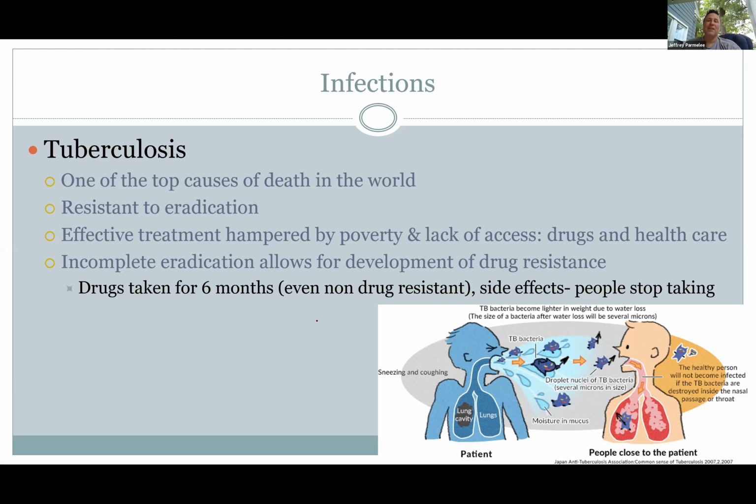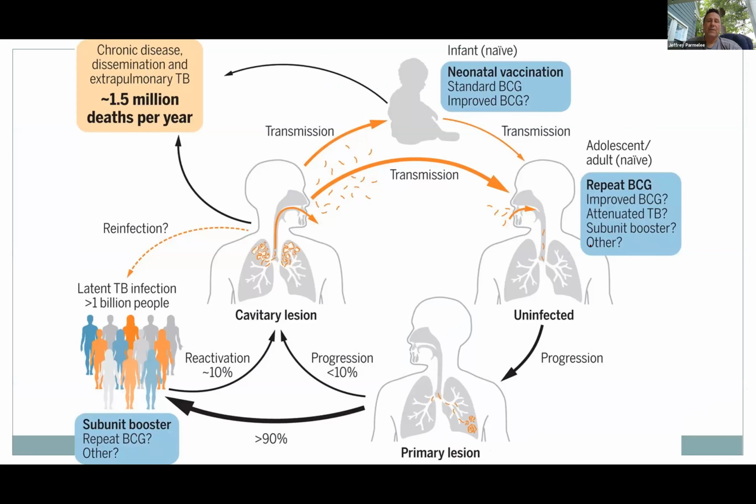You've got HIV and malaria, big issues, and tuberculosis around the world. And you'll see here in the US, poverty and lack of access to healthcare keep it around. You don't have to know all the details here, but I just want to show you that you can be latent. Look at that. Over 1 billion people are carrying it around.